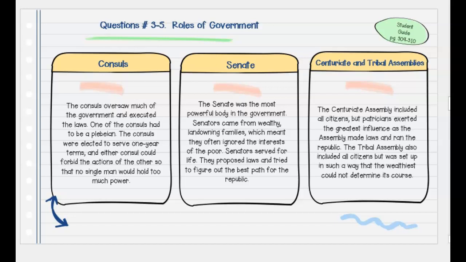The Senate was the most powerful body in the government. Senators came from wealthy landowning families, which meant they often ignored the interests of the poor. Senators served for life. They proposed laws and tried to figure out the best path for the republic.